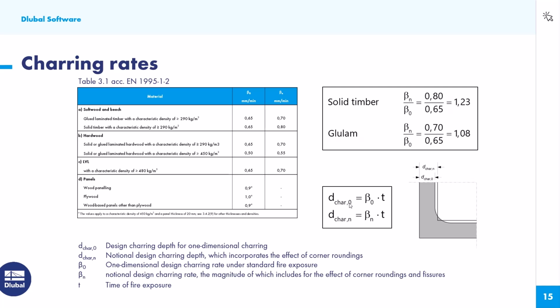So the one-dimensional charring depth can be calculated by multiplying the charring rate by the time. Also for the notional charring rate, we multiply the charring rate beta by the time. And you see it's all about these corners here. When there is a fire, of course, there is no perfectly sharp corner. You always have these roundings. Of course, it is time consuming to consider these roundings for timber design. That's why they have simplified it, and that's why we have this beta 0 and beta n charring rate.